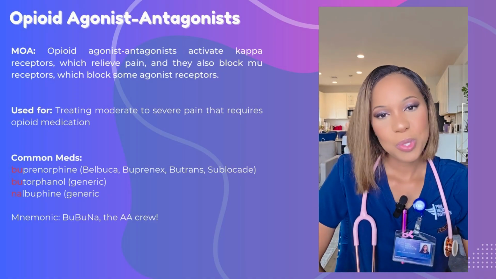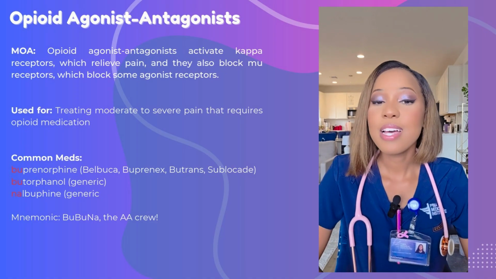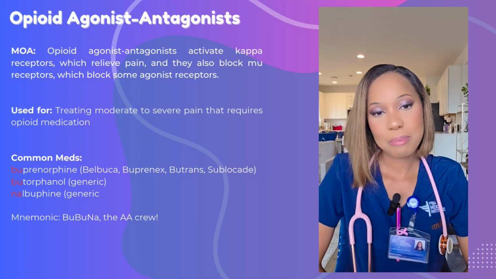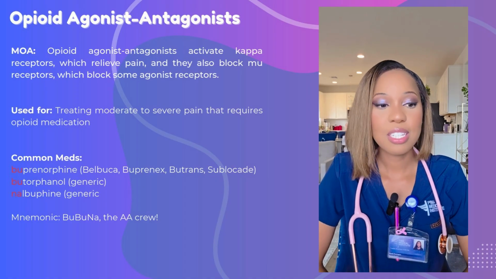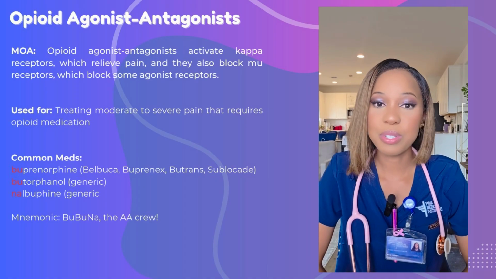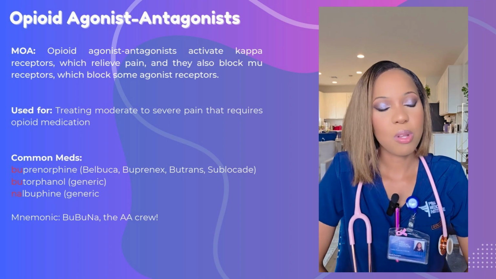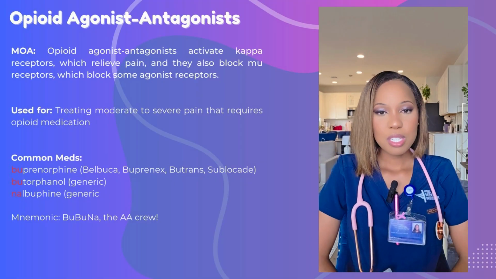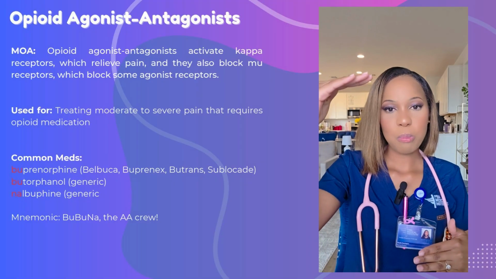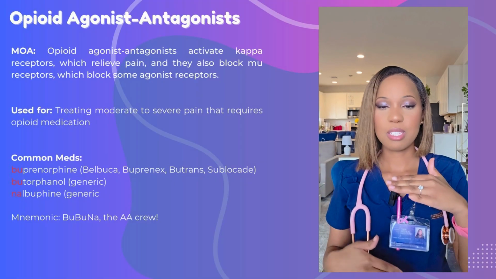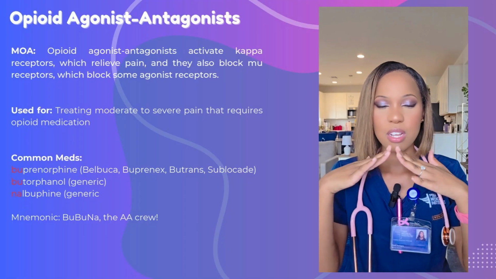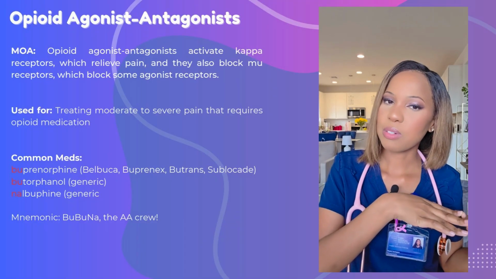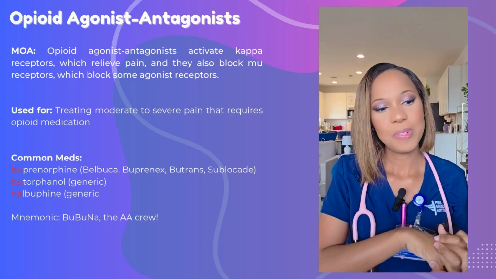And lastly, I'm going to discuss the opioid agonist antagonist medications. The mechanism of action for these medications is that they activate the kappa receptors, which relieve pain, and they also block mu receptors, which block some agonist receptors. So these medications do both agonist and antagonist, but they kind of balance themselves out to make sure they block just enough of the other and just enough of the other one to give you a therapeutic effect.